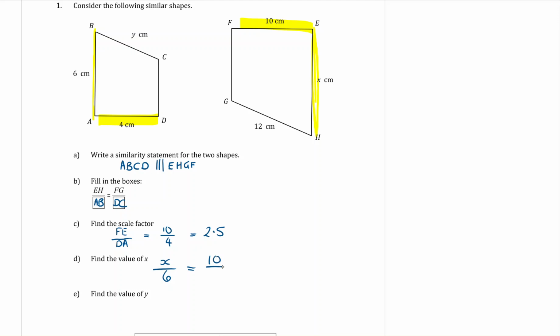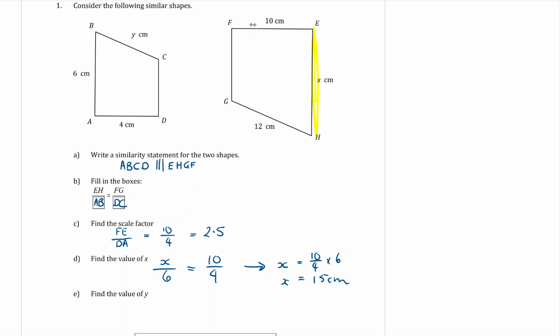So 10 over 4. So if I started with this shape, I go big shape over small shape, big shape over small shape. And when I do the next one, it's actually going to switch because I'm going to be doing the small shape first. So to solve that little equation, all I want to do is times that 6 across to the other side. I'm going to go sideways here because there's not a lot of space. x is equal to 10 over 4 times 6, which is equal to 15 centimeters.